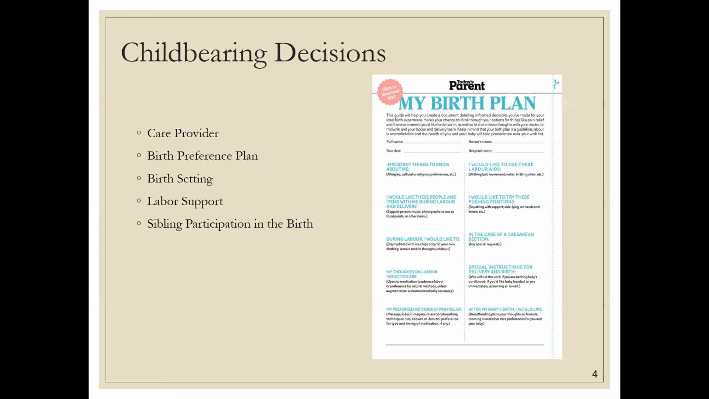And finally, nurses need to help expectant parents keep sight of what's actually realistic for their situation. So having a natural delivery when baby is breech probably isn't realistic, but make sure that you've covered everything from the care provider to, again, their birth preference plan, the birth setting. So maybe again at home versus the hospital or someplace else. Do they have labor support? A doula? Who is their support? Is it their mom? Is it their husband? Is it a best friend? And then sometimes there's even sibling participation in the birth.